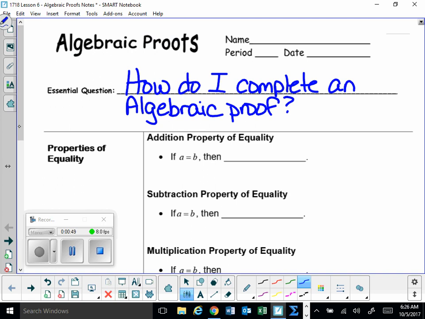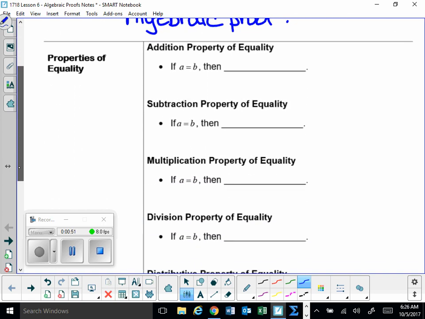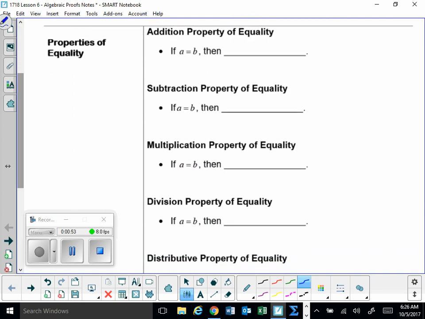All right, we're going to begin with some properties of equality. These are all properties that you have seen before, but you should make yourself note cards to ensure that you remember them and you're practicing these names on a regular basis.